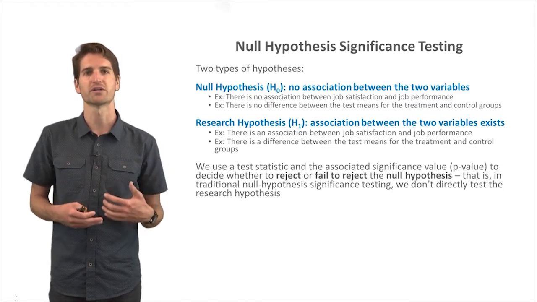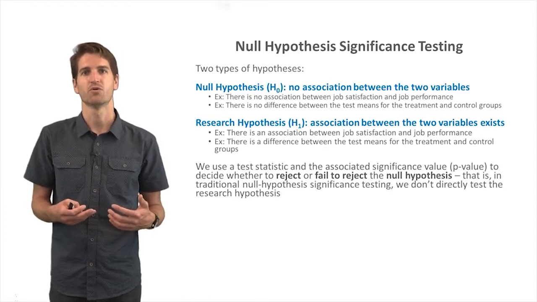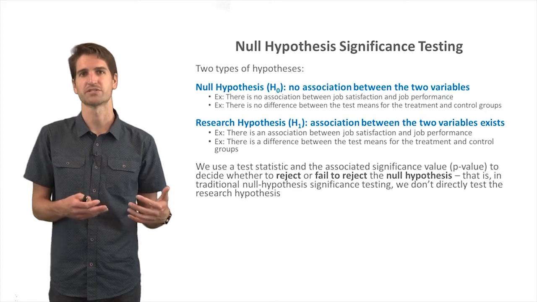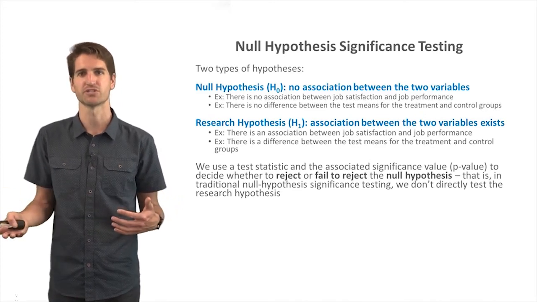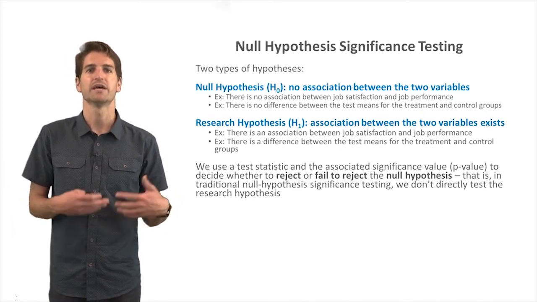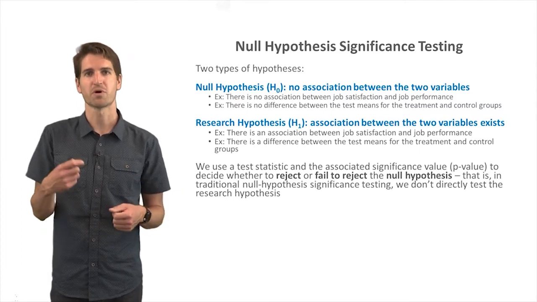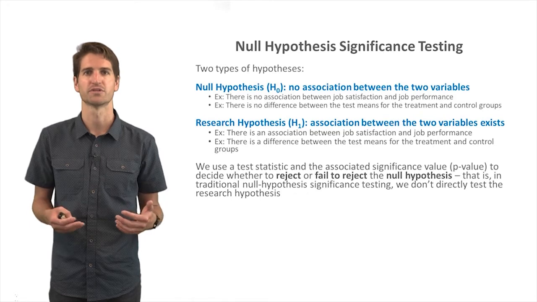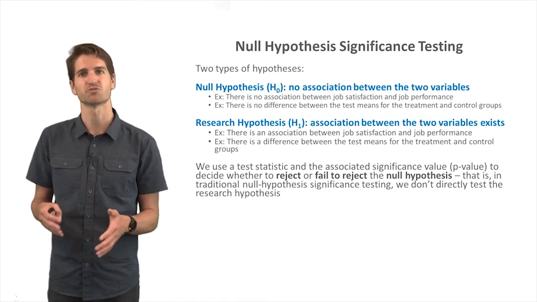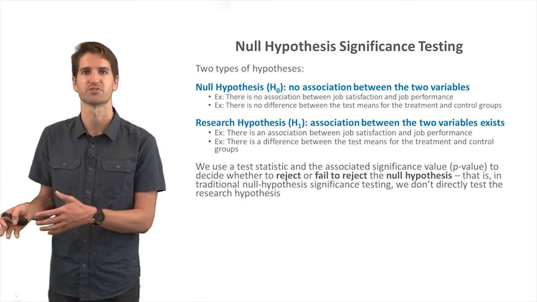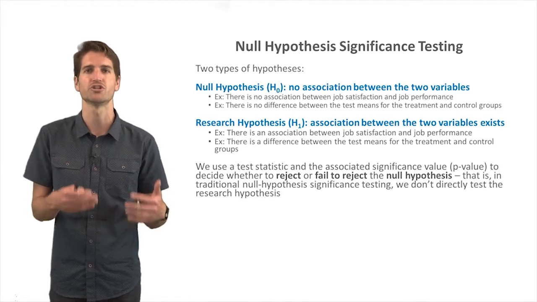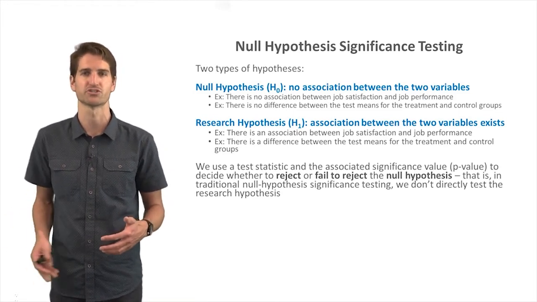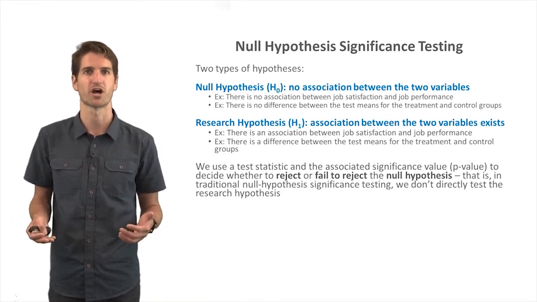Now, the corresponding research hypotheses, where a research hypothesis is really describing that there is an association between the two variables and that it actually exists, the corresponding research hypothesis for those two null hypotheses would be as follows. First, there is an association between job satisfaction and job performance, whereas the null hypothesis was that there is no association, or zero association, between job satisfaction and job performance.